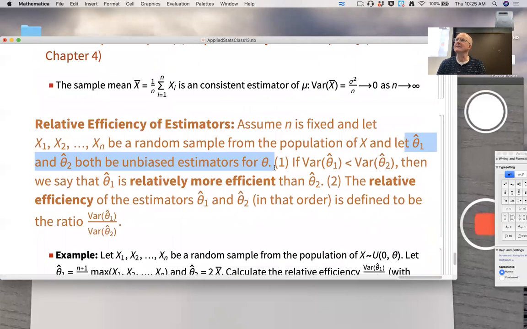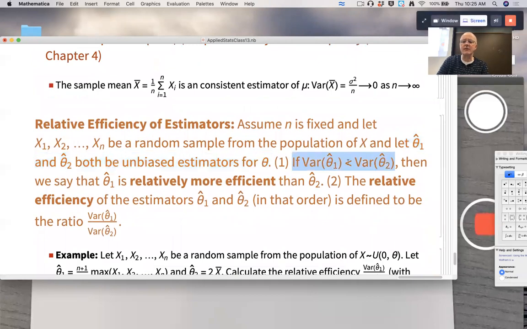So they're both unbiased. Which one is relatively more efficient? It's the one with the smaller variance, at least for that value of n. In theory, for a different value of n, the other one could be more efficient. So this is talking about a fixed value of n. And the relative efficiency is defined to be this ratio.